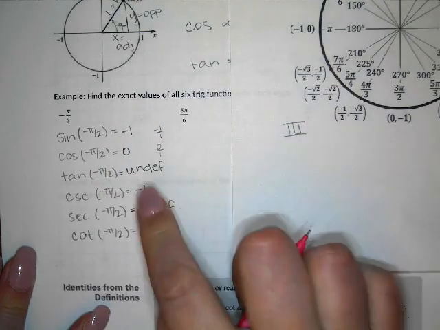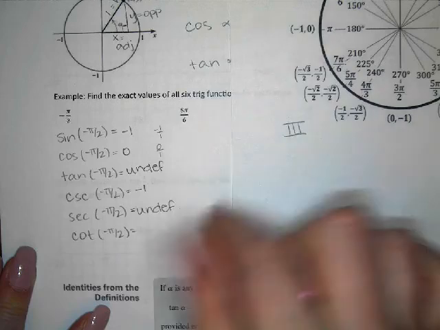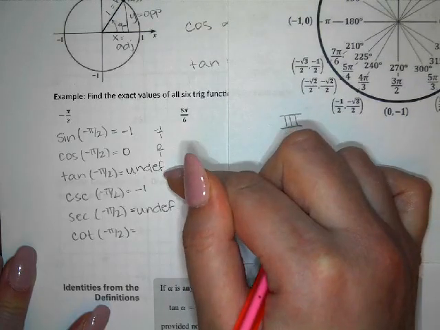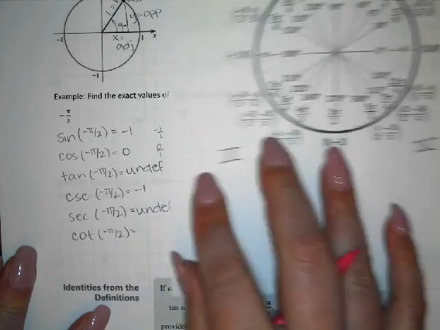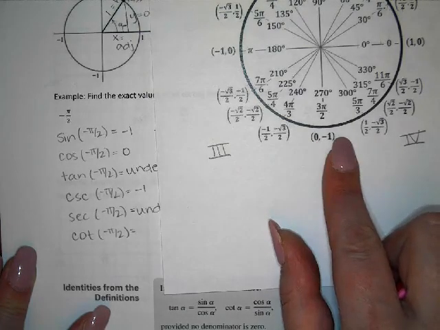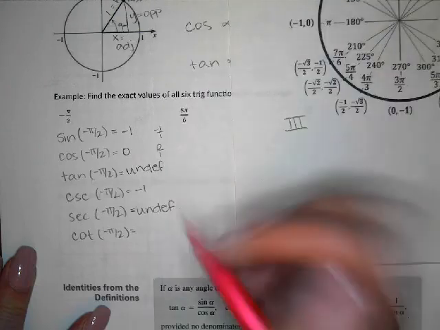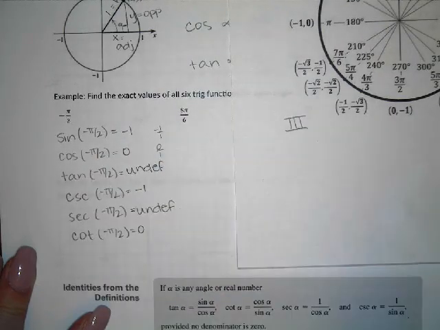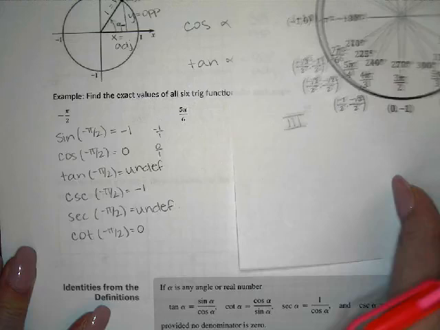Cotangent is just tangent flipped. I wrote undefined, so maybe I don't remember what tangent is. So the other way to do it is to just take this and do x divided by y. 0 divided by -1 is just 0. Okay, so there's my 6 values there.